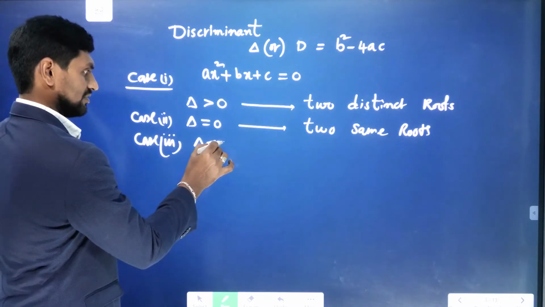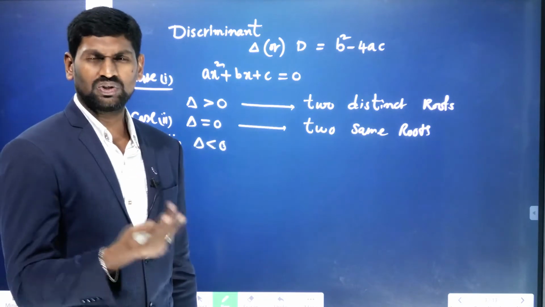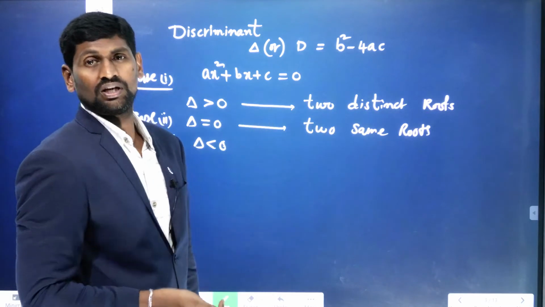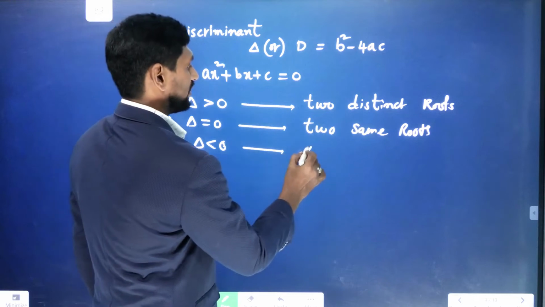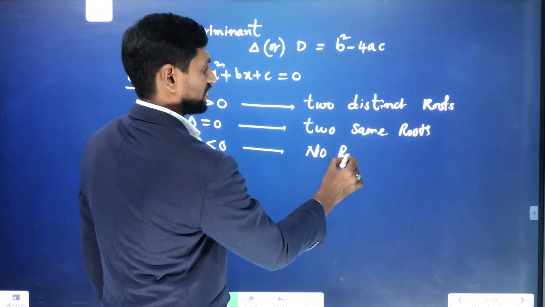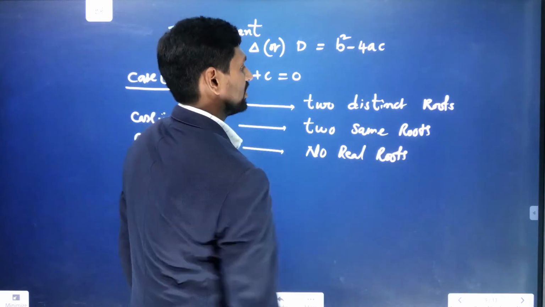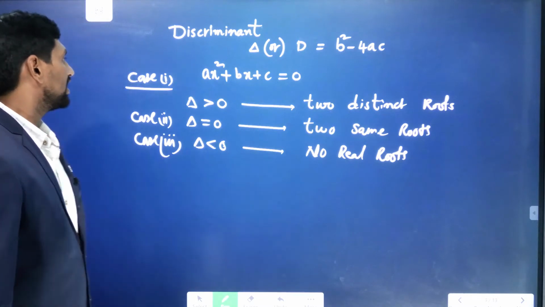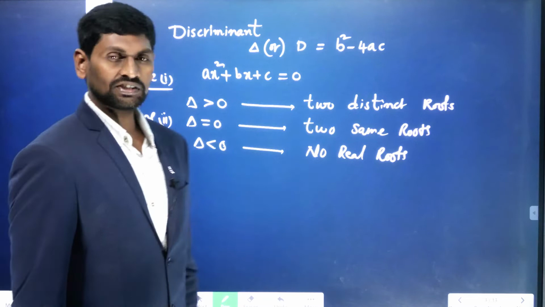Now case 3: discriminant value less than 0. It should be either greater than 0, less than 0, or equal to 0, only three conditions. Greater than 0 means two different roots. Equal to 0, same roots. Less than 0 means no real roots, that means the roots can be complex numbers. Very, very important condition, this one. Okay, children?